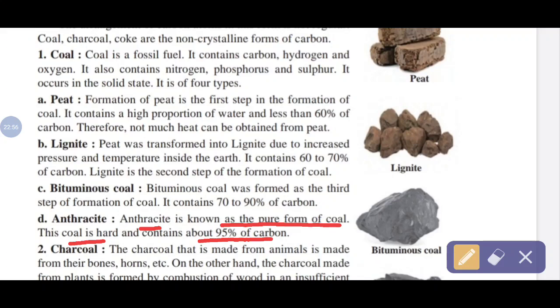Clear? More heat is obtained from anthracite, then less from bituminous, and very little heat is obtained from peat, because the percentage of carbon, you check that: less than 60% in peat, 60 to 70 in lignite, 70 to 90 in bituminous, and about 95% of carbon present in anthracite. Clear? Next.